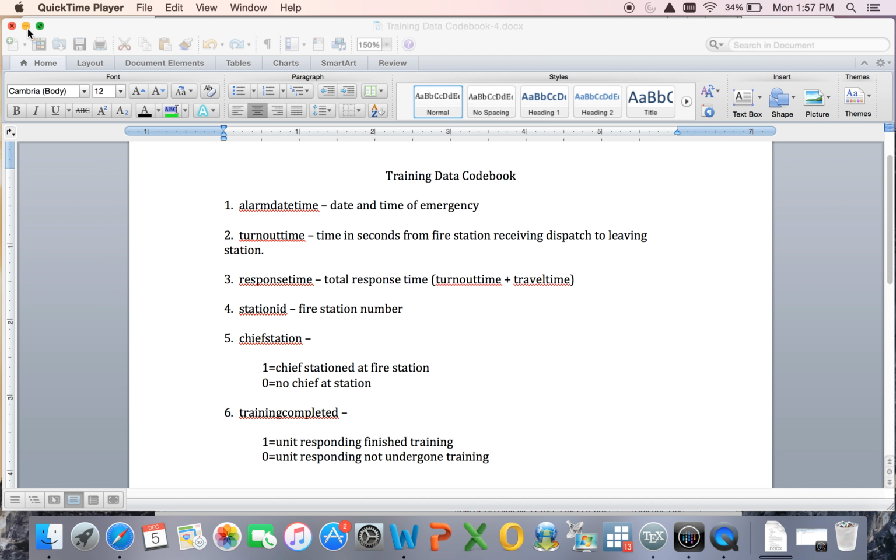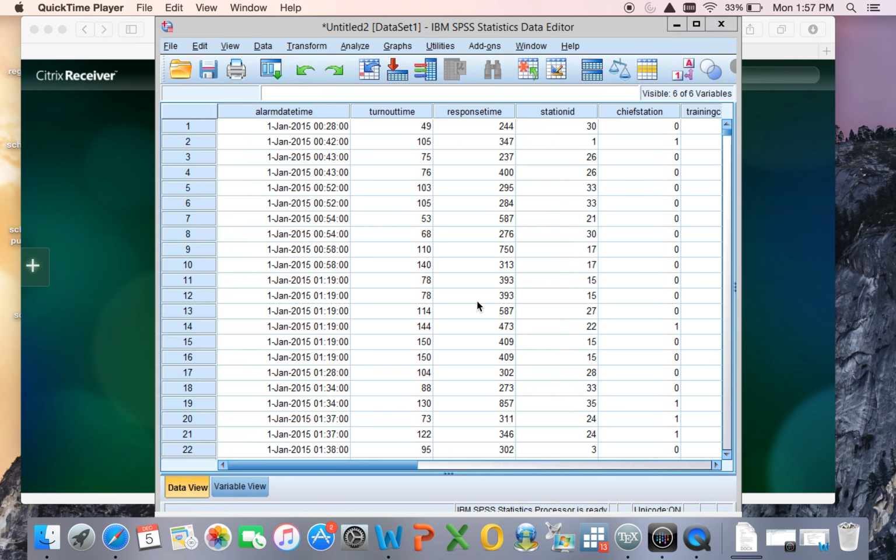So once you have the code book and data set open, remember we'll be running a regression with response time as the dependent variable. It's from 0 to infinity, so it is interval level, and so regression is appropriate. The chief station variable is coded 1 if a chief is at the fire station, 0 if not. The training completed variable is coded 1 if the unit finished the training, and 0 if the unit had not undergone it. So those are two dummy variables, and they can be used as independent variables.